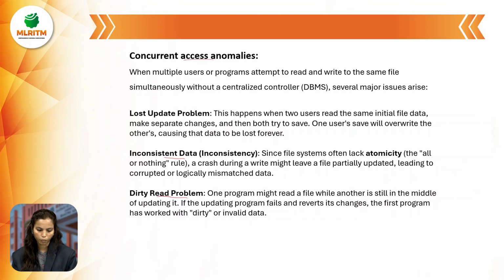Here, the lost update problem. This happens when two users read the same initial file data, make separate changes, and then both try to save. One user's save will overwrite the other's, causing the data to be lost forever.